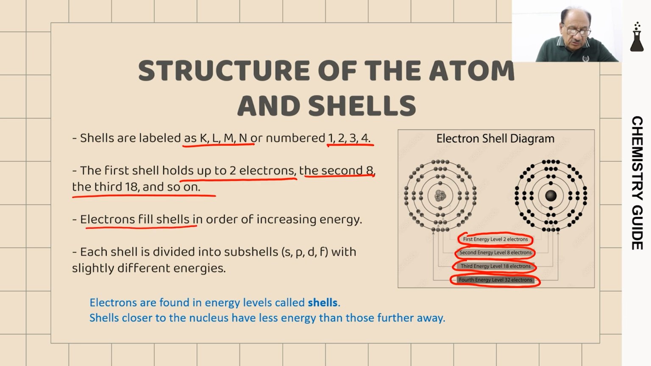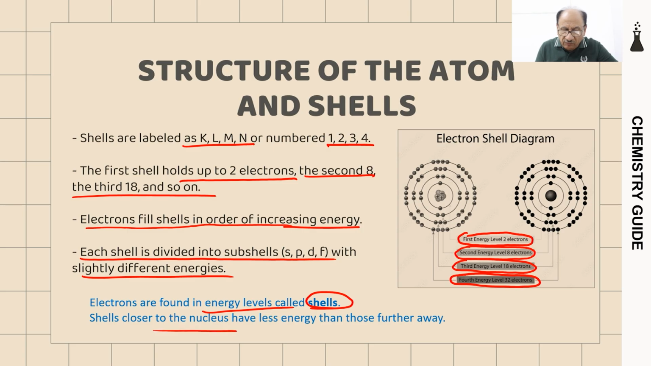So electrons fill shells in order of increasing energy. Each shell is divided into subshells, s, p, d, f, with slightly different energies. Electrons are found in energy levels called shells. Shells closer to the nucleus have lower energy than those further away.